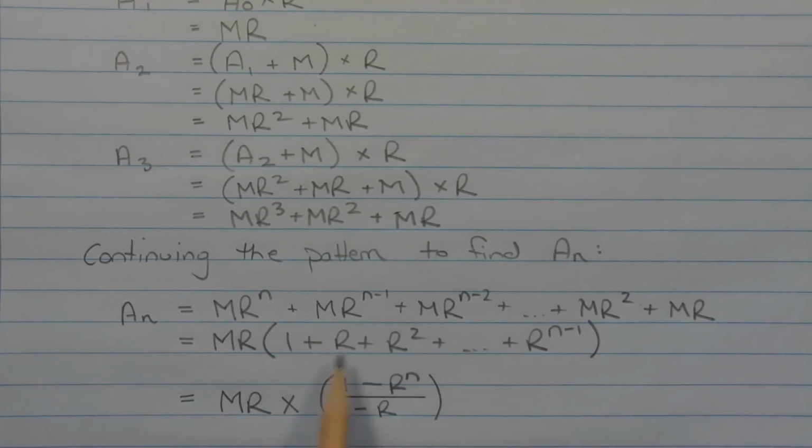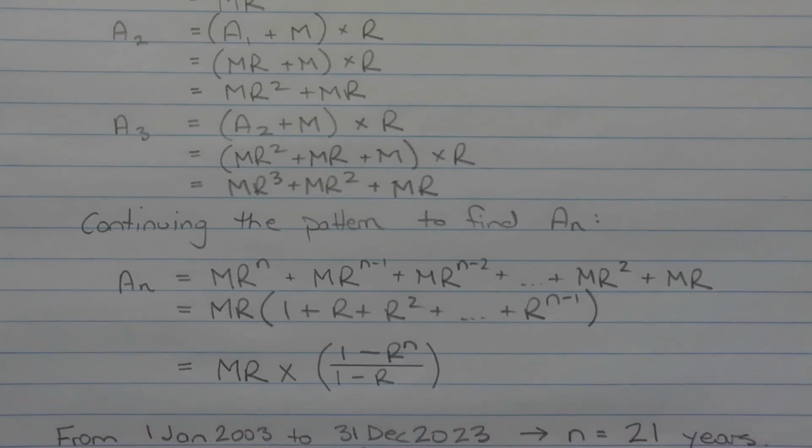This series is also a geometric progression, and we can model this series using the sum of a geometric progression formula. The first term is 1, and the common ratio is capital R, and there are n terms. So A_n is equal to M times capital R times (1 minus capital R to the power of n) over (1 minus capital R).